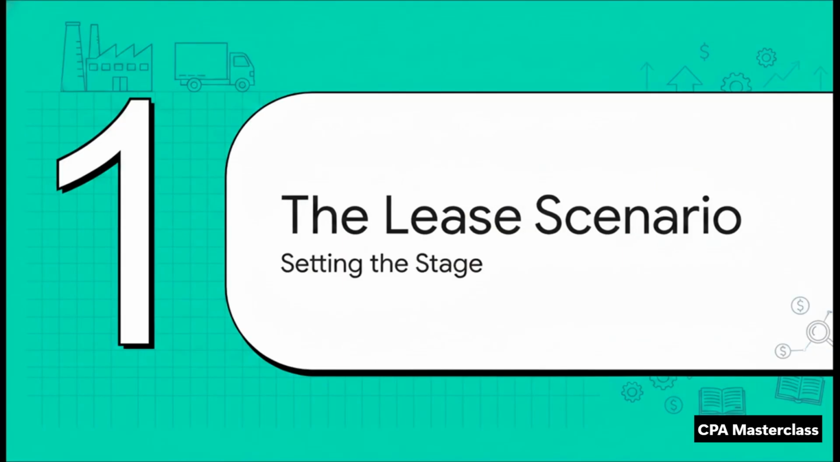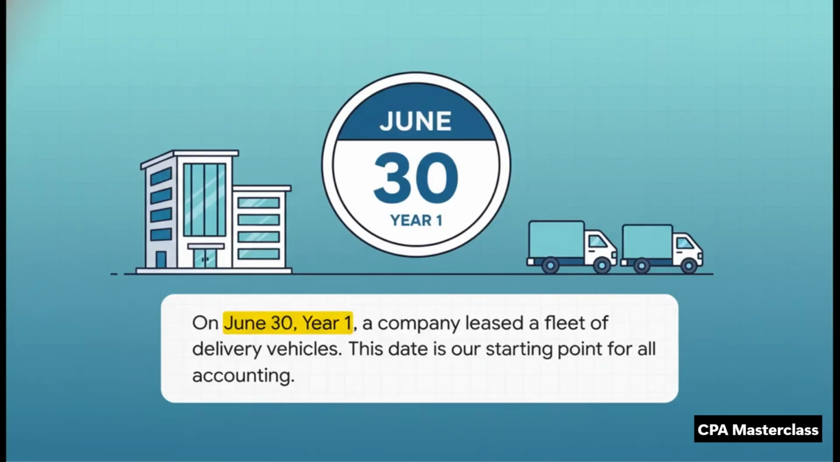All right, first things first. Before we can do any math, we need a situation to work with. So let's set the stage. Just picture this. There's a company, it needs a bunch of delivery vehicles to get its products out the door. But instead of buying them all, which is a huge cash outlay, it decides to lease them. And the key date for us, the starting line for all our accounting, is June 30th.